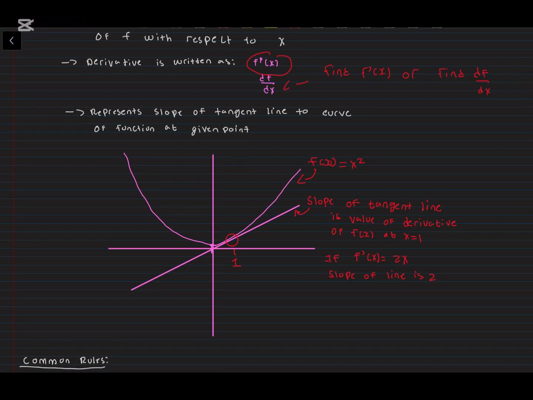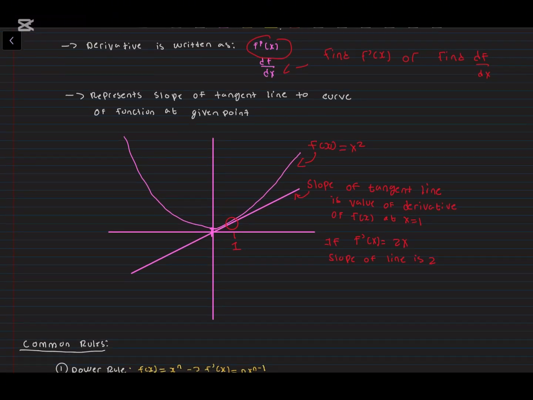So what is the derivative graphically, or geometrically? Let's take this function f of x equals x squared here. As you can see, it's a parabola. Geometrically, the derivative represents the slope of the tangent line to the curve of a function at a given point.